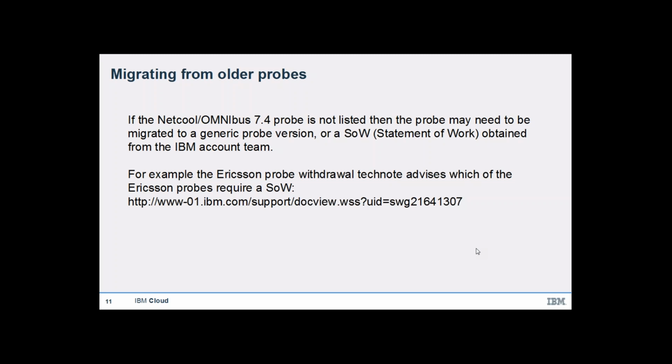There are some probes that aren't available, and these are basically a few of the products dropped off the support portfolio due to issues with vendors, etc. So like the Ericsson probes, you might need to either find a generic alternative, or else have a statement of work obtained from the IBM account team. Basically, if you're doing a major upgrade, it's best to talk to the IBM account team about which probes need to have additional work done on them, rather than just downloaded from the IBM Passport Advantage site.